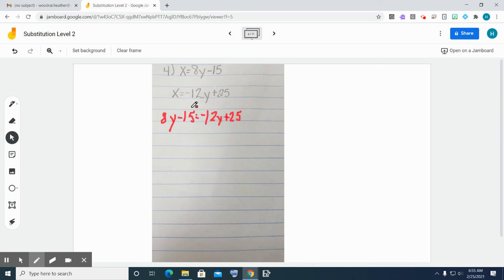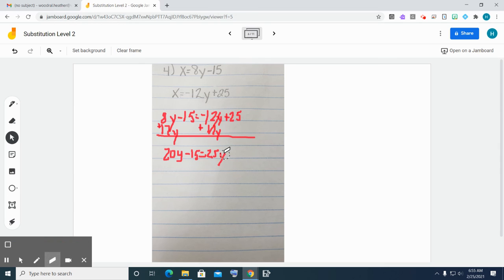Okay, substitute. Step 2 says move the variable. So again, that's negative. Let's move that one. We want no negatives if at all possible. So we're going to add 12y to both sides. So 8 plus 12, we get 20y minus 15 is equal to, those cancel, leaving me with just 25, no y.